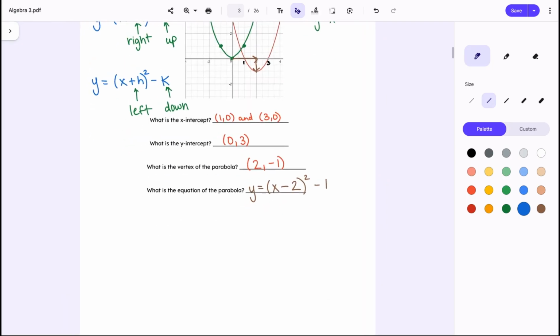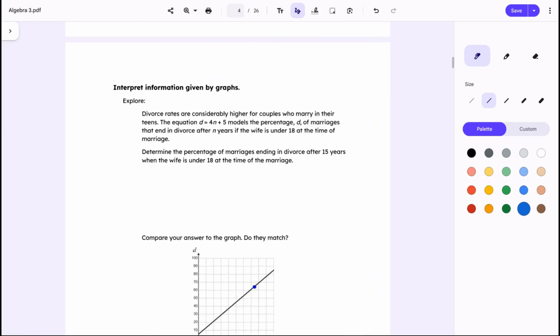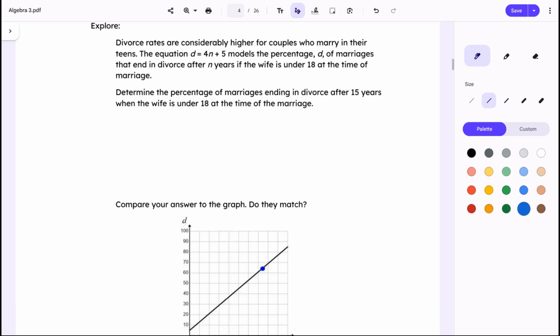Last problem here says that divorce rates are considerably higher for couples who marry in their teens. The equation D equals 4n plus 5 models the percentage D of marriages that will end in divorce after n years if the wife is under 18 at the time of marriage. Determine the percentage of marriages ending in divorce after 15 years.